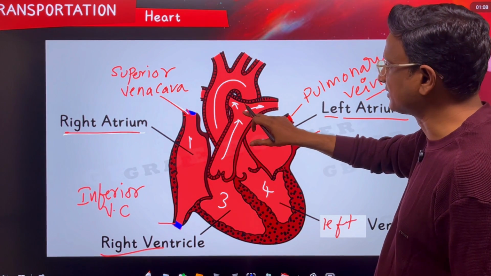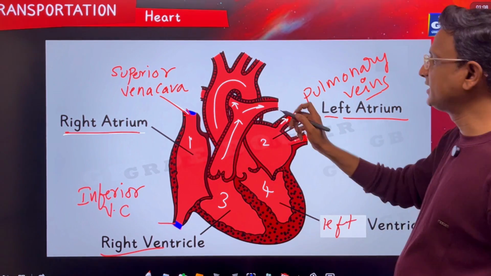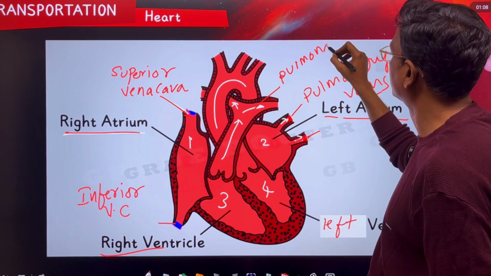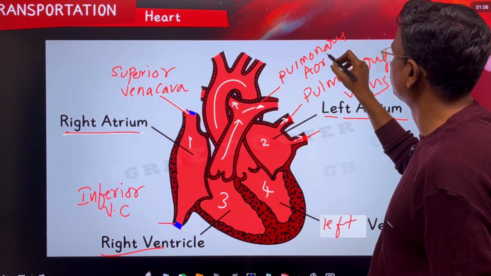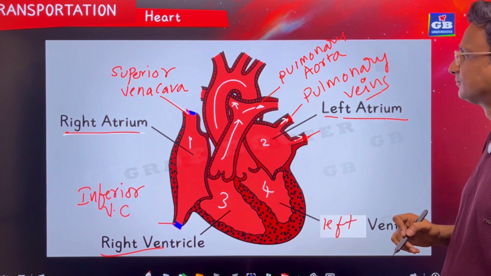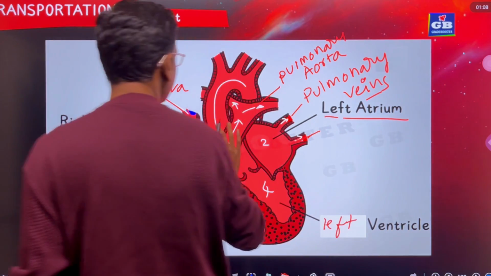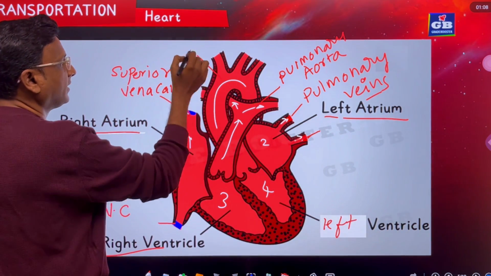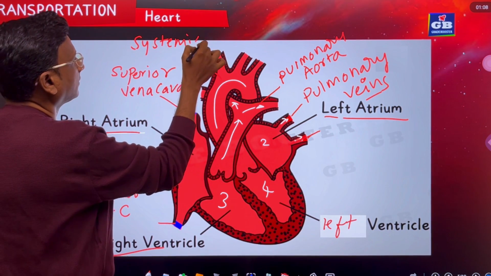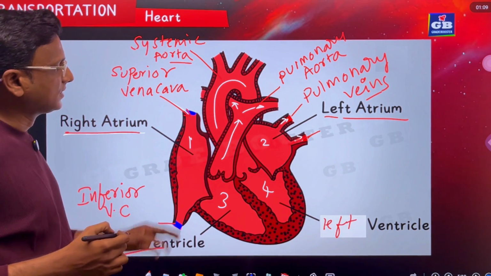And what is this one? A big artery, a big blood vessel is coming out and it is spreading. So this one is called the pulmonary aorta. That means big artery. Big arteries are called aorta, a pulmonary artery. Right? It is branched into two. And what is this bigger one? This one is the systemic aorta or systemic artery. So the big systemic artery.